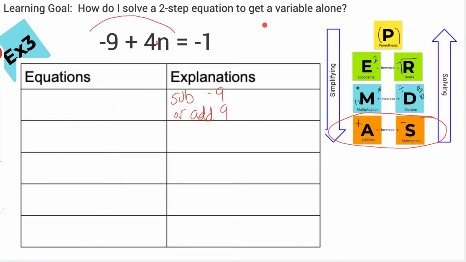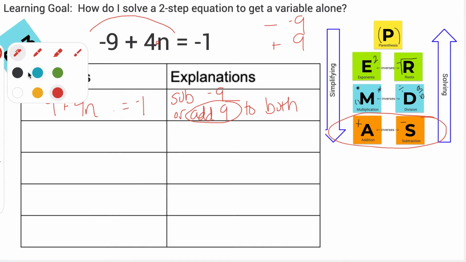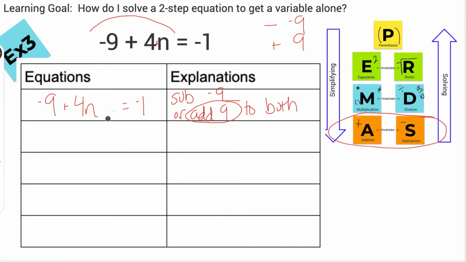Remember, these are the same, right? Minus a -9 is the same thing as plus a 9. I prefer this. It's just so much easier. So I'm going to add 9 to both sides. Okay? So I'm going to copy my entire equation. -9 plus 4n. I'm going to leave a little space equals -1. And I'm going to go ahead and add 9 to both sides. Plus 9, plus 9. Now I simplify both sides.